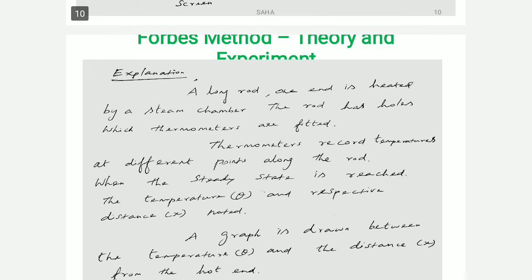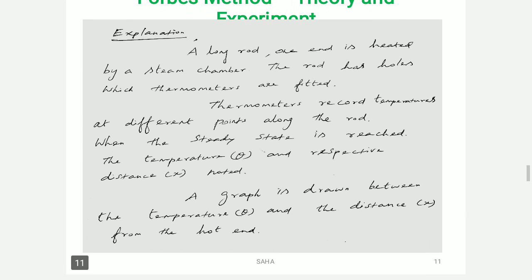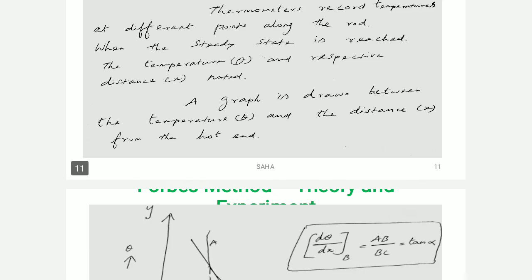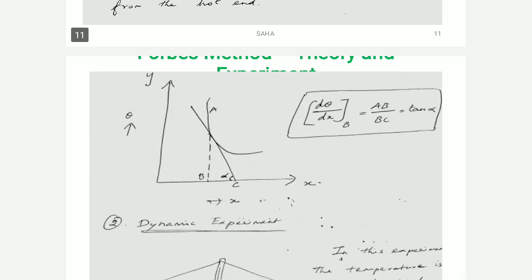When the steady state is reached, the temperature theta and the respective distance x are noted. A graph is drawn between the temperature and the distance from the rod end. This is the graph between the temperature and the distance: x-axis distance value, y-axis temperature value. Then if you draw the slope, we can get AB by BC, which is equal to d theta by dx, which is equal to tan alpha.